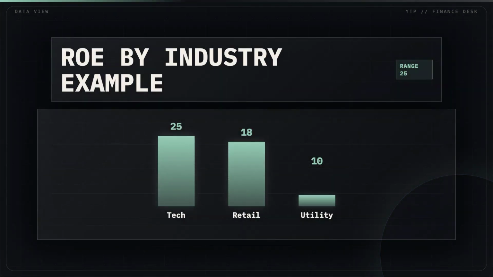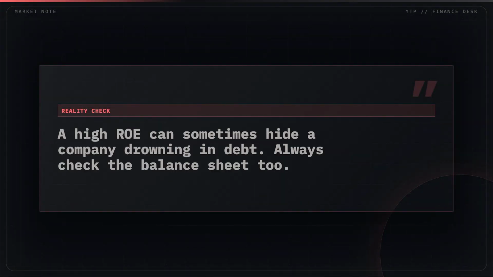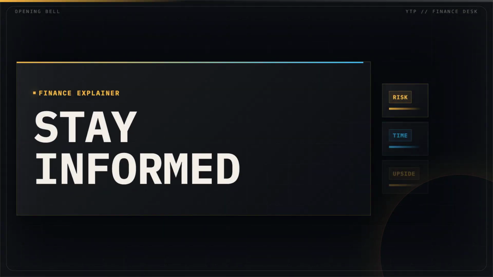Context matters. Tech companies often show higher ROE because they need fewer physical assets, while utilities typically show lower, stable returns. A word of caution: a high ROE can sometimes be a red flag if the company is just borrowing massive amounts of debt. Understanding financial metrics is the first step to smarter investing.